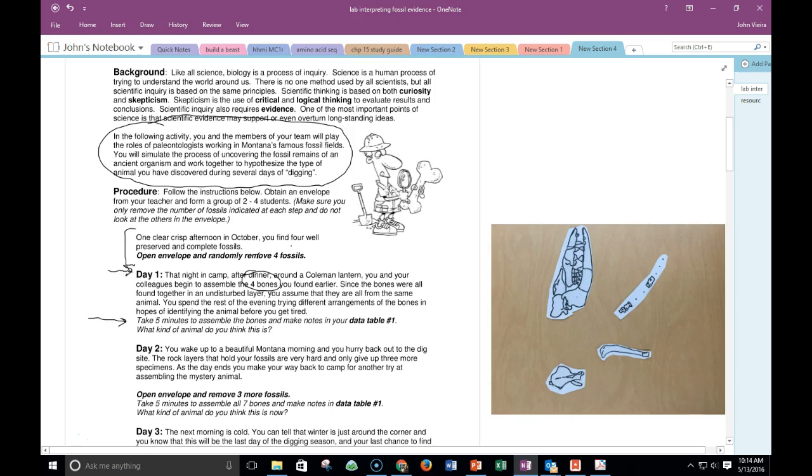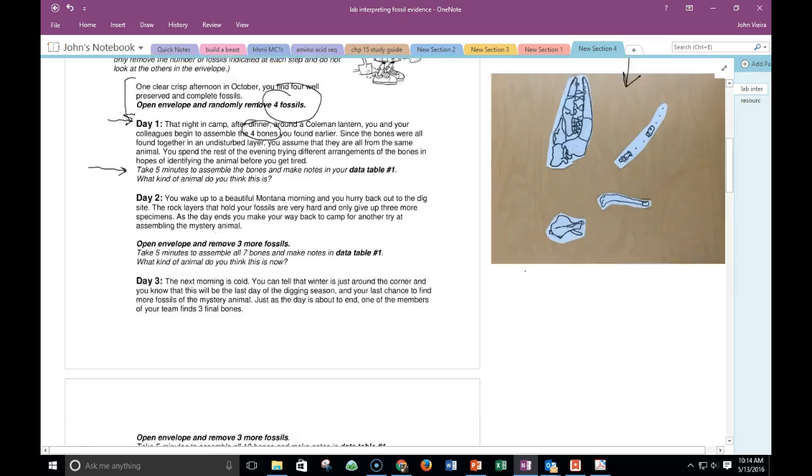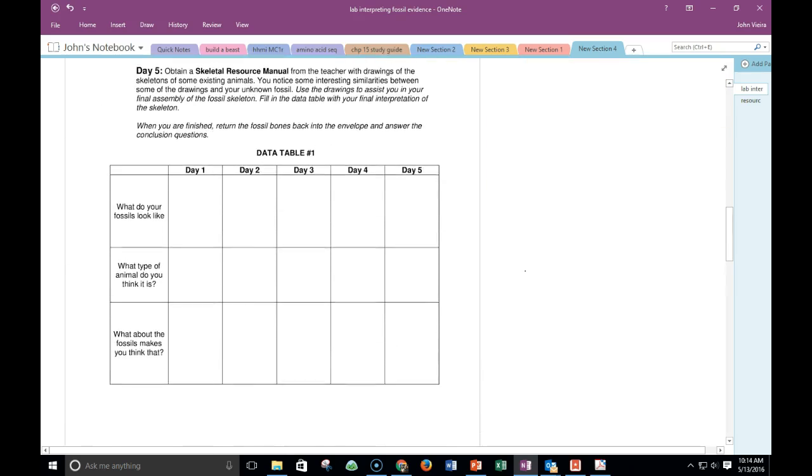You guys are supposed to remove 4 fossils. So after day 1, you should have 4 fossils from your envelope. Okay? There are 2 different envelopes because there's 2 different fossils. If you have envelope A, you guys are going to have 1 set of fossil bones. If you have envelope B, you have a different set. And so after you take these 4 fossils, you're going to arrange them, right, the way that you think it is, and then go down to data table 1.